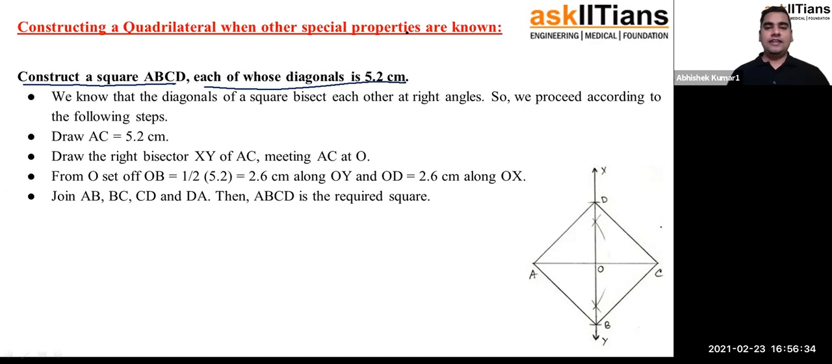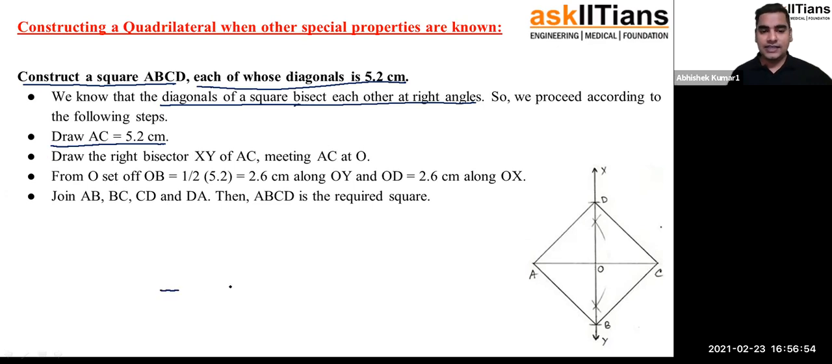to draw. You will observe here, we know that the diagonals of a square bisect each other at right angle. We know that, right? So we are going to use that thing here. And the diagonals are equal also. So first they have drawn any one diagonal AC, which is equal to 5 centimeter.